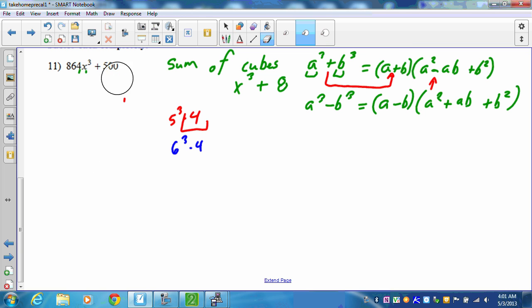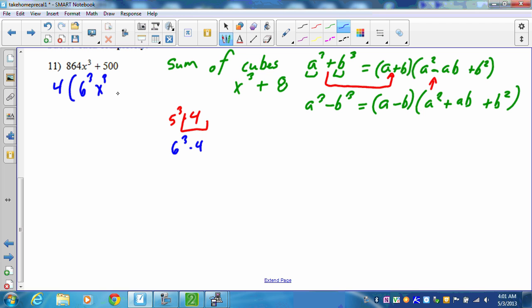So with that in mind, we can go ahead and factor out a 4, and that leaves me with 6 cubed, or 216. And we already had x cubed factored, and plus we have 5 cubed. Okay, so now our a term turns out to be 6x, and our b term, to match up the formula, is just 5. So let's see if we can put it all together by using this portion right here.